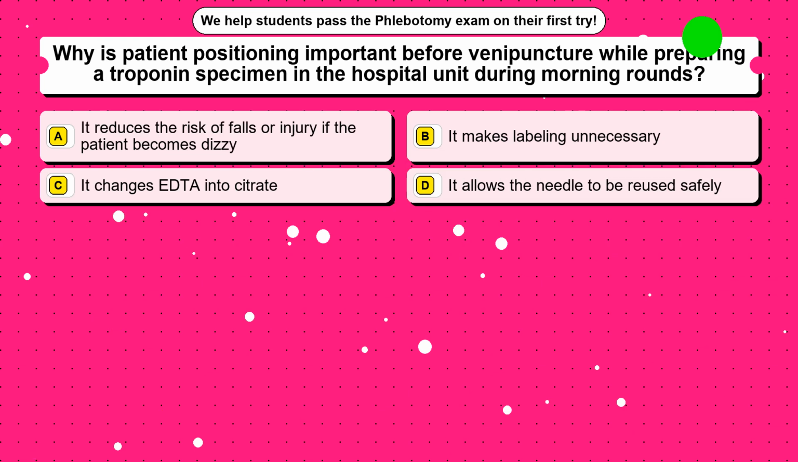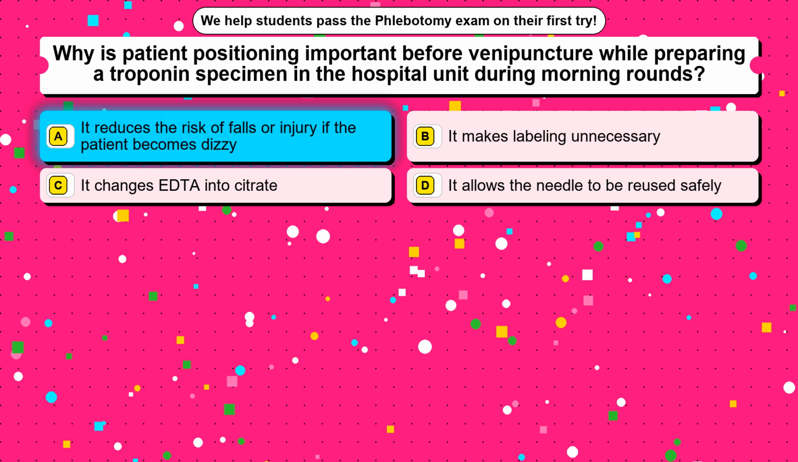Question 68. Why is patient positioning important before venipuncture while preparing a troponin specimen in the hospital unit during morning rounds? Option A, it reduces the risk of falls or injury if the patient becomes dizzy. Option B, it makes labeling unnecessary. Option C, it changes EDTA into citrate. Option D, it allows the needle to be reused safely.